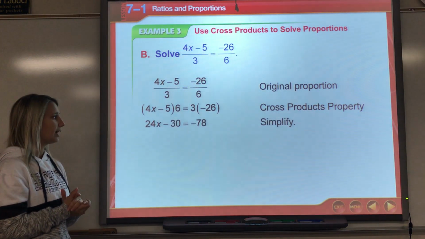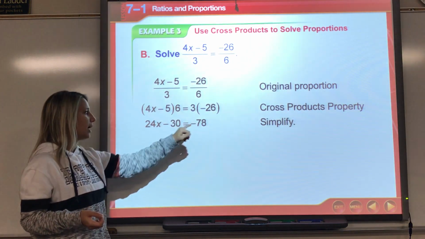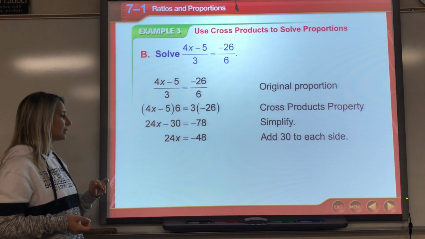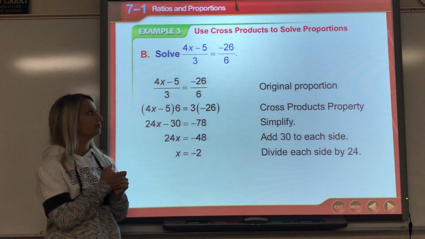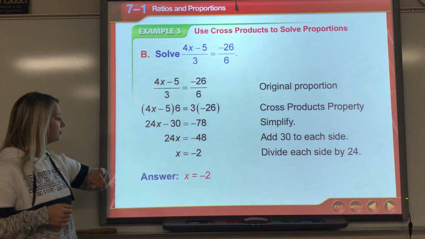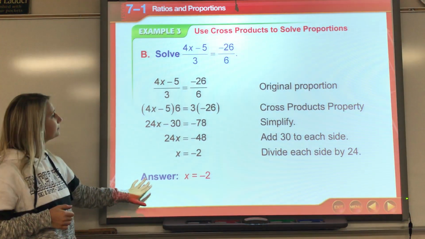We're simplifying. Okay, now we're just solving for x, so we'll add 30 to each side. Okay, now we're dividing by 24, so we get x equals -2. And that's our answer.